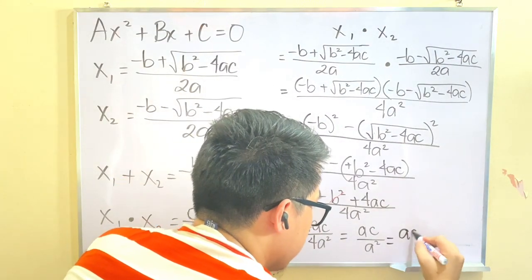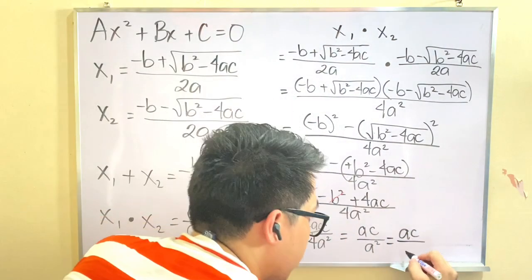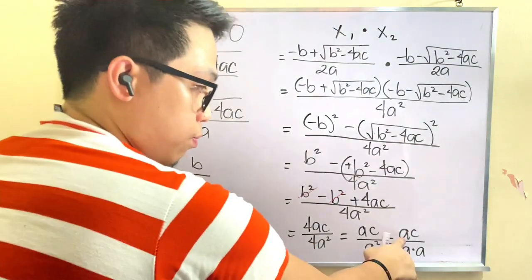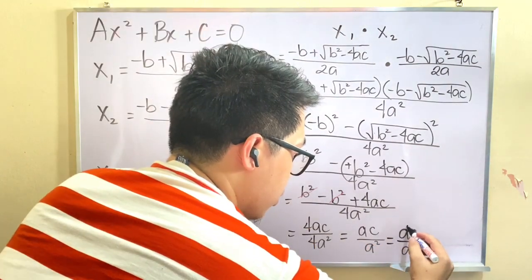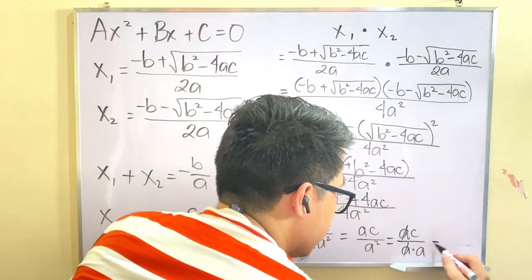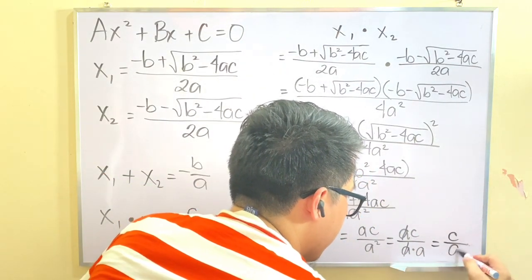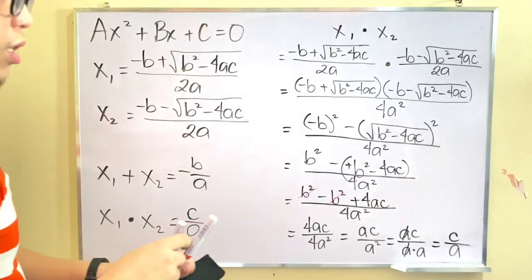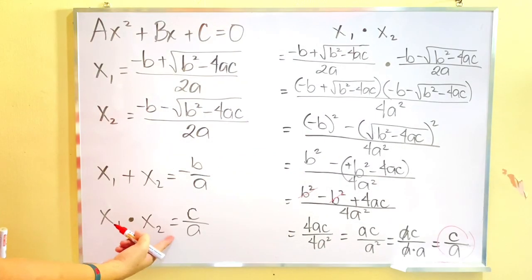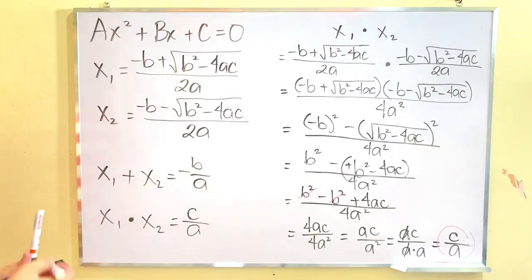So, AC. So, ang a squared, maaari natin siyang isulat na a times a. So, dalawa yung a. So, cancel natin. Or, a divided by a is 1. Ang matitira is c divided by a. Which is, siya yung formula natin para makuha ang product of the roots of a quadratic equation.